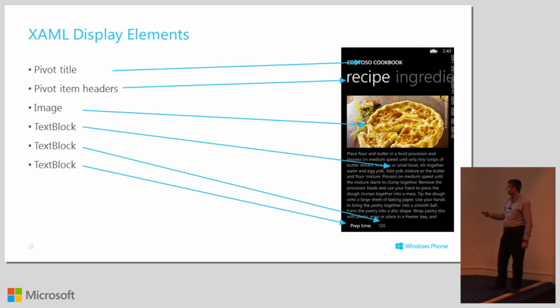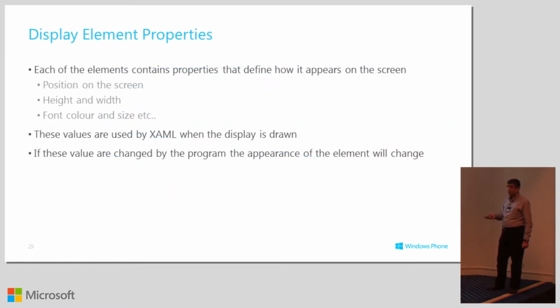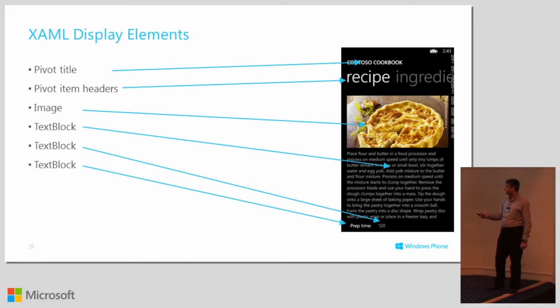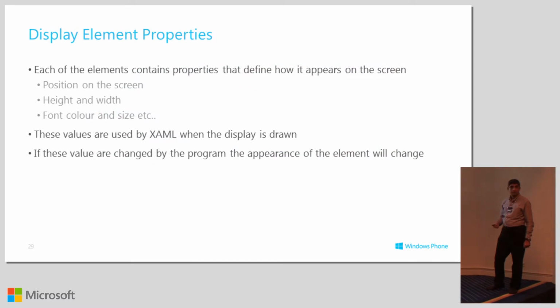So if you look at the page, I have a pivot title, I have the headers, I have an image, various text blocks. So these controls now make up my page. Then each element that I see here has properties that I can define either in the XAML itself or through code behind at runtime. So I have the screen position, I have the height and width, I have the font color, the size. When I use them in XAML, I get design visibility. When I do it in code behind, I get the visibility at runtime.